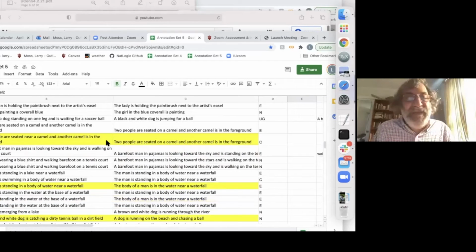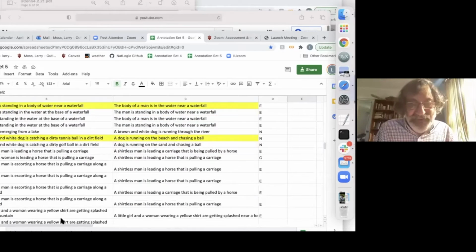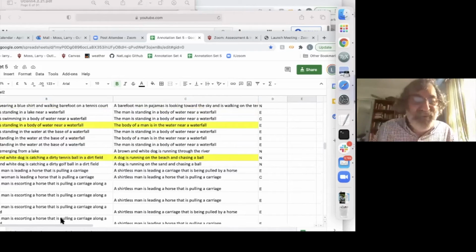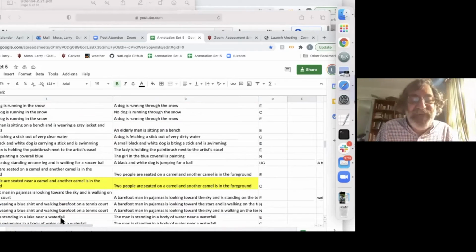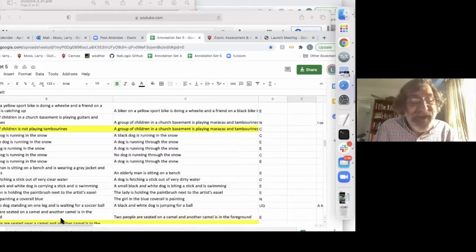So we go through like 5,000 of these. We're going through thousands and thousands of these. I'm part of a group of people that gets together every week and talks about these. The yellow ones are ones that I thought I should discuss with my colleagues doing this.